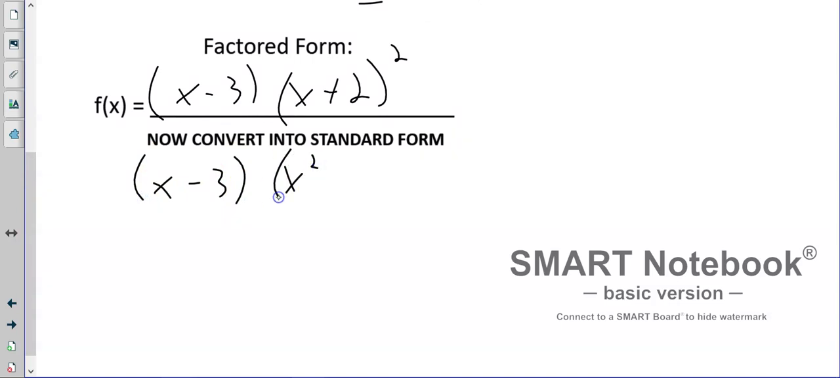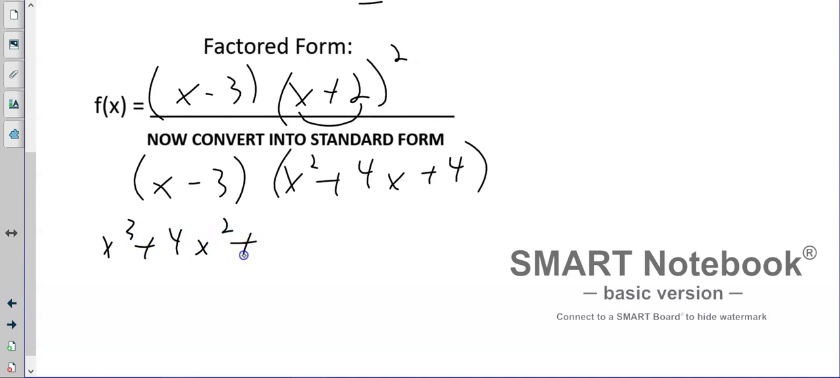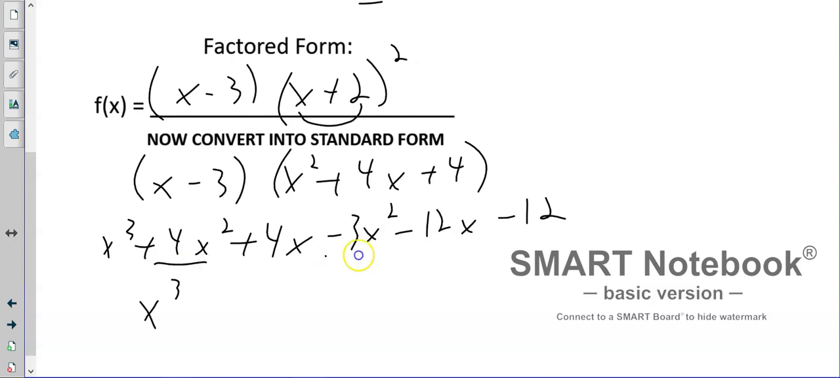Square the first, multiply 2x, and double 4x. Whoops. Got ahead of myself. And square the last. Now, I'm going to send in the x: x cubed, 4x squared, 4x. Send in the negative 3: minus 3x squared, minus 12x, minus 12. X cubed is alone. 4x squared minus 3x squared is plus 1x squared, or just x squared. 4x minus 12x is negative 8x minus 12.